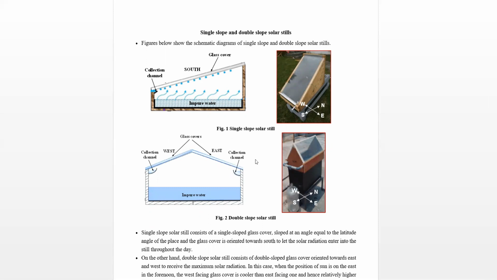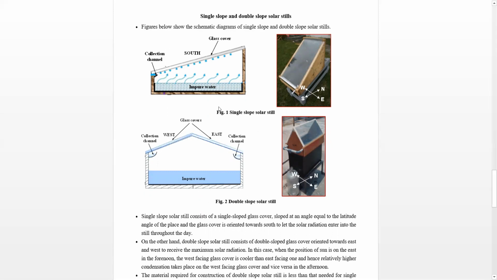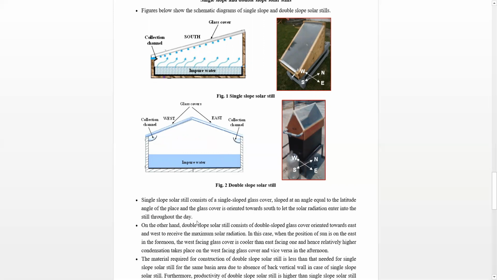The one obvious difference you can observe here is that in single slope solar cell there is one glass cover with a single slope, whereas in case of double slope solar cell there are two glass covers, and they are sloped at different angles, different orientation. So this is the double slope glass cover solar cell. What are the merits and demerits of this type of solar cells? Let me read from the first bullet point.